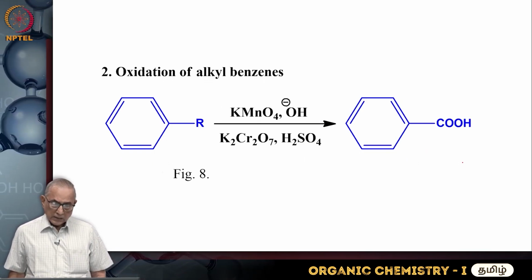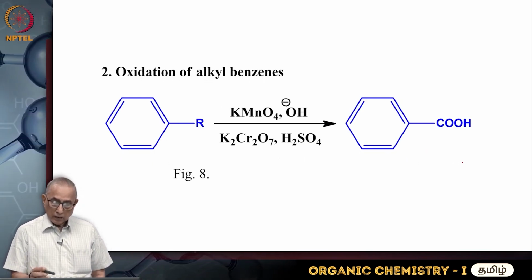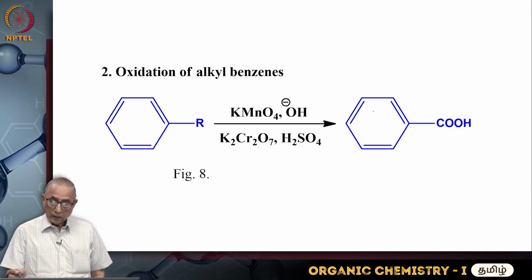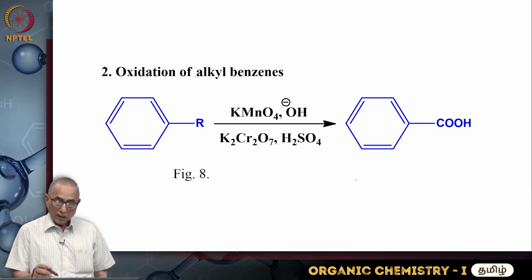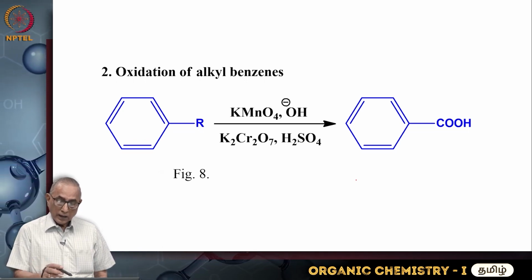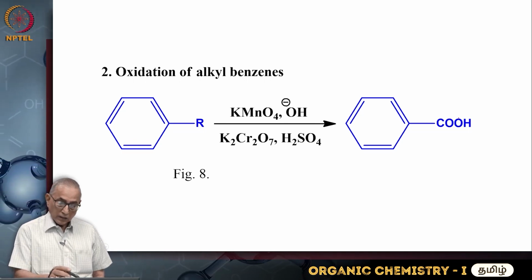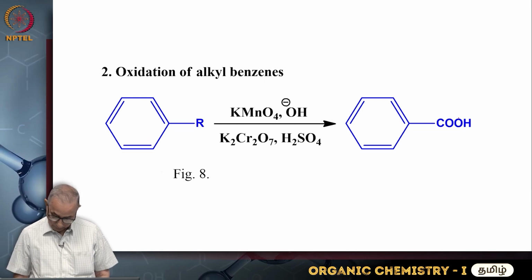இந்த ஆல்கைல் பென்சீன்ஸ் oxidize பண்ணினால் KMnO4 OH⁻ or dichromate and sulfuric acid, you get carboxylic acid. The long chain இருந்தால் ஒவ்வொரு கார்பனாக it will digest it and come to this carboxyl group. So if R is methyl or ethyl, you get the same carboxylic acid.